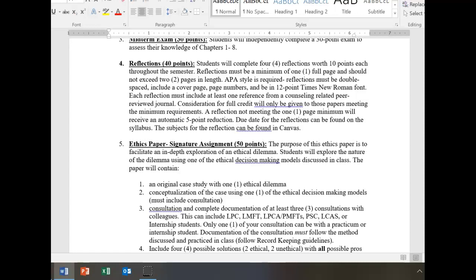I will give you prompts for what each reflection is going to be on, but these should be thoughtful and meaningful.